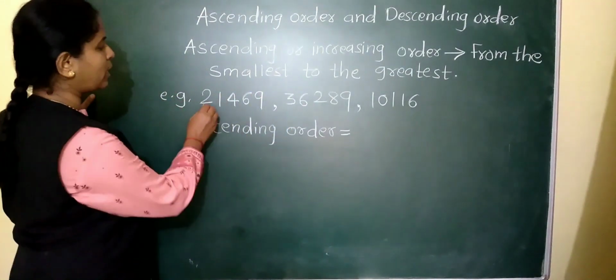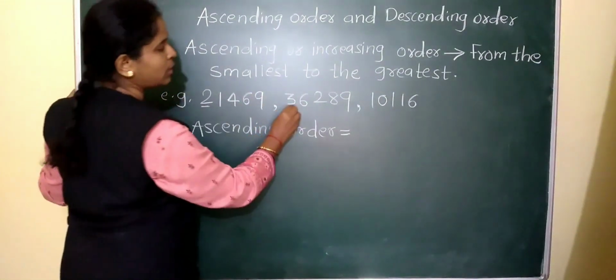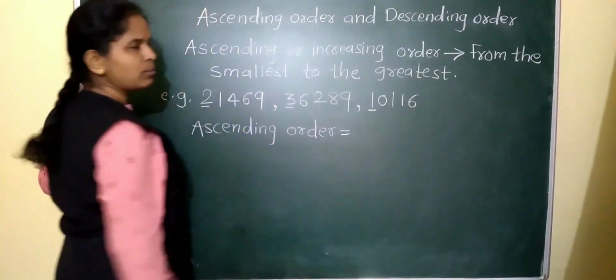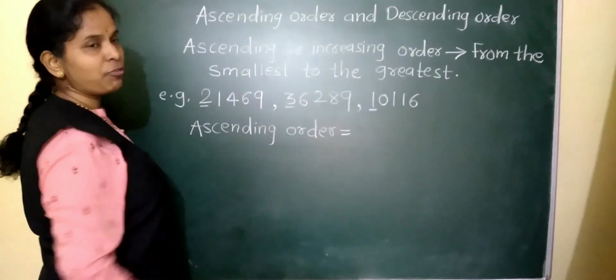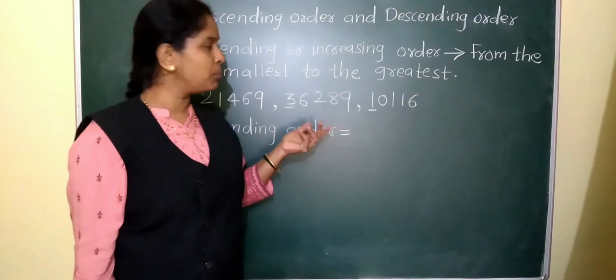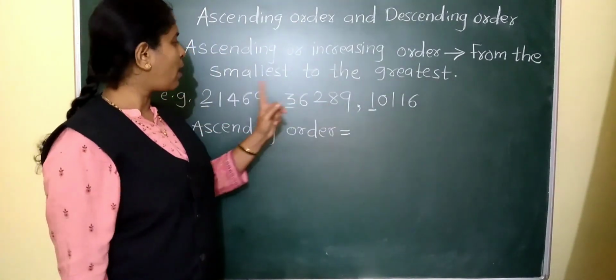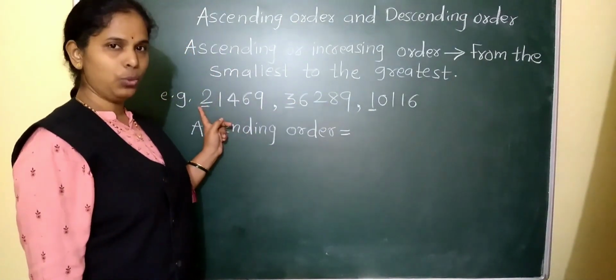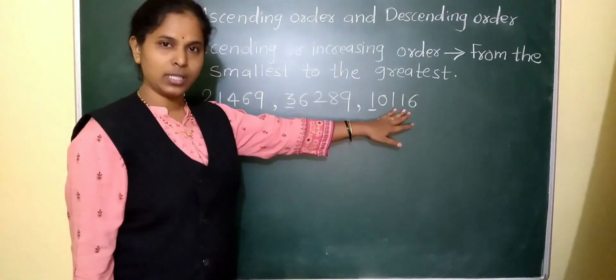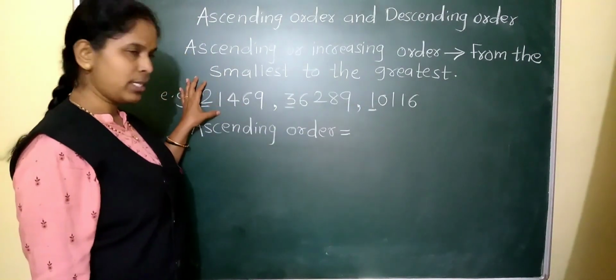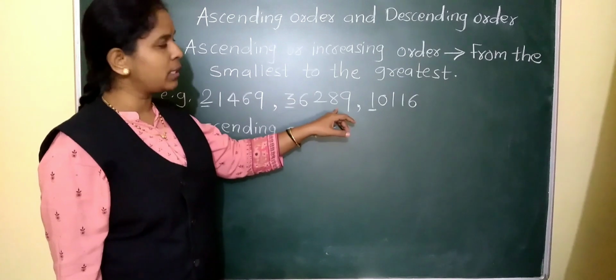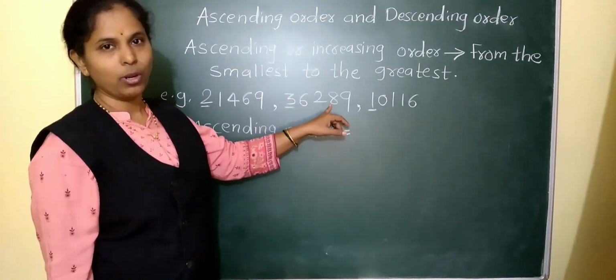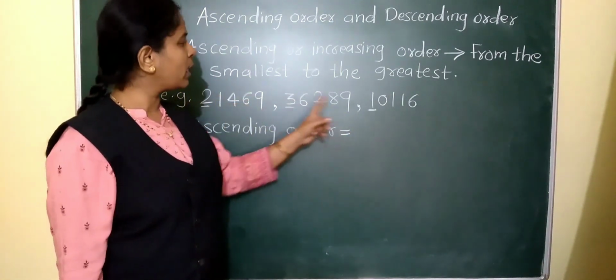Now see, look at this place. Here 2 is there, here 3 is there, here 1 is there. From the first places only we can compare the numbers. See, 1 is smaller. After 1, which digit will come? 2. So this number is the smallest number. This is the next one, and the biggest or greatest is this one. Followed? How? Only by looking at the first place.